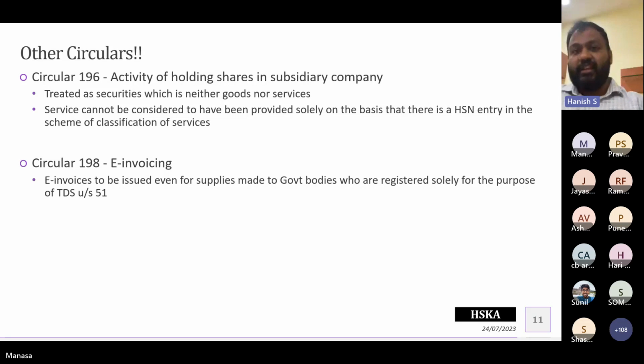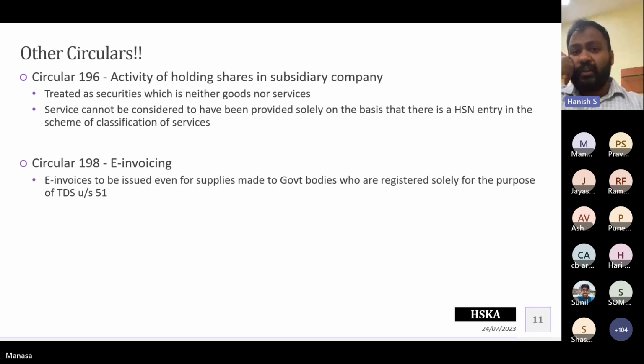Only then is excise duty applicable. Likewise, even in GST, you will have to prove that there is an underlying supply. And only when there is an underlying supply, GST will be applicable. Otherwise, GST will not be applicable merely because there is an HSN code for it. But for some strange reason, they have not clarified on corporate guarantees and director guarantees. So we'll have to wait and watch what will be the fate for that.